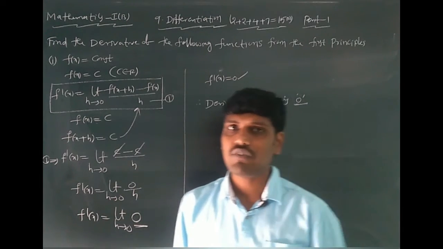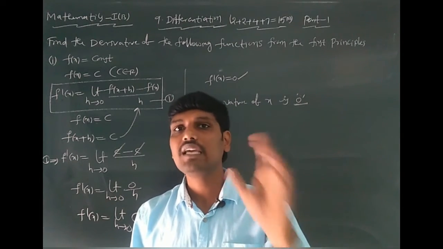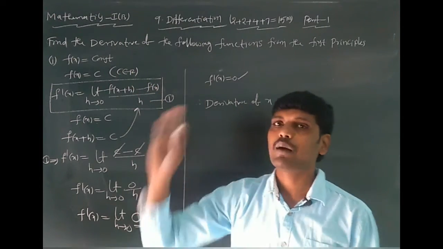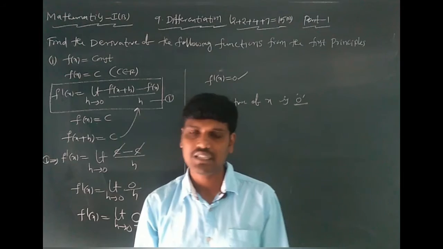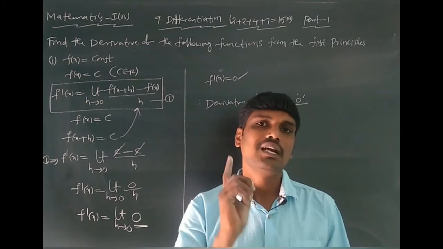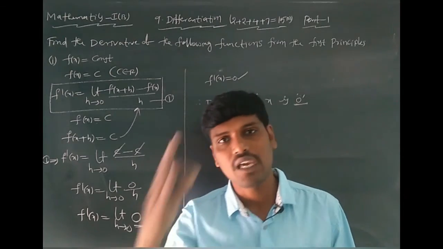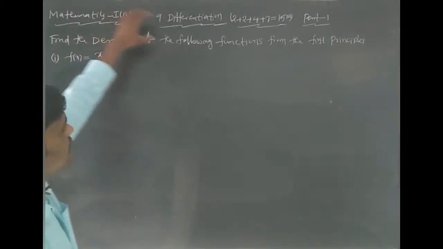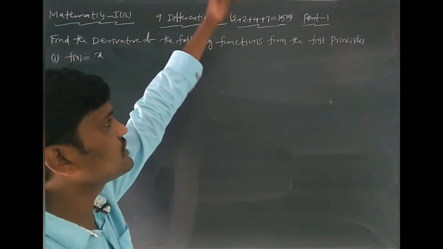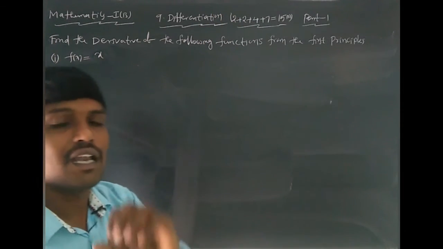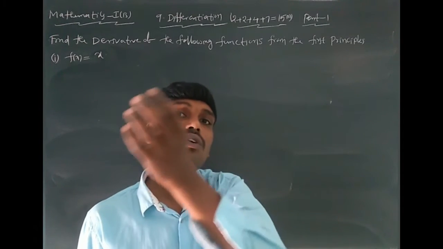What is the derivative of a constant? Derivative of a constant is 0. That is the first problem. This problem comes for 4 marks in the IPE examination. First formula completed, that is derivative of constant is 0. Find the derivative of the following functions from the first principle. f of x equal to x. Last problem completed, f of x equal to constant.